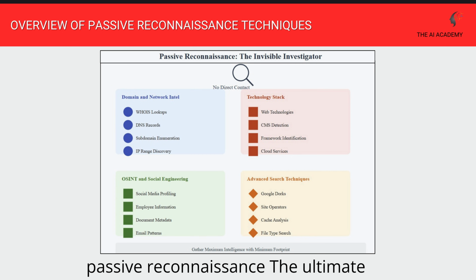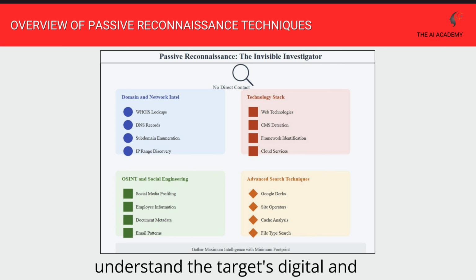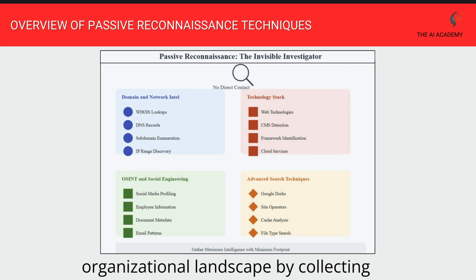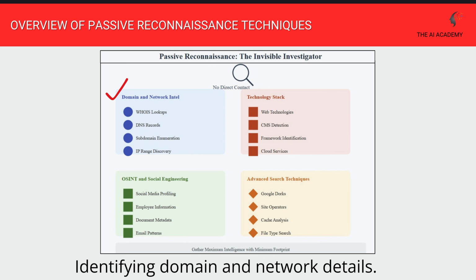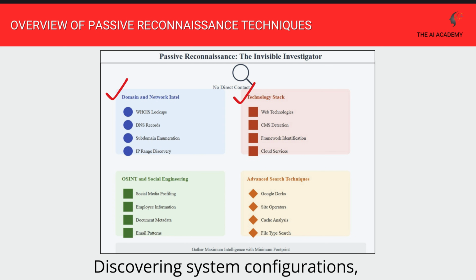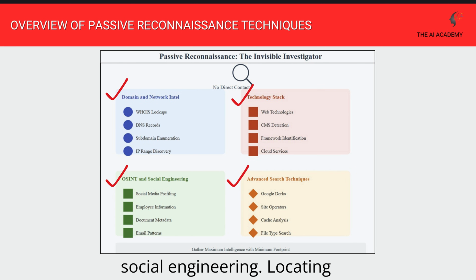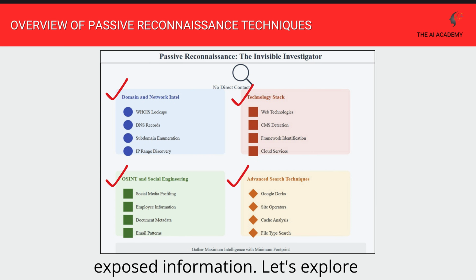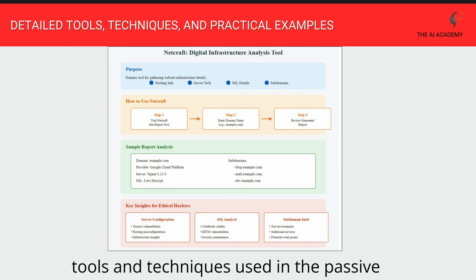Goals of passive reconnaissance. The ultimate goal of passive reconnaissance is to understand the target's digital and organizational landscape by collecting publicly accessible data. Key objectives include identifying domain and network details, discovering system configurations, technologies, and infrastructure, uncovering human vulnerabilities through social engineering, locating potential security gaps or publicly exposed information. Let's explore tools and techniques used in passive reconnaissance.